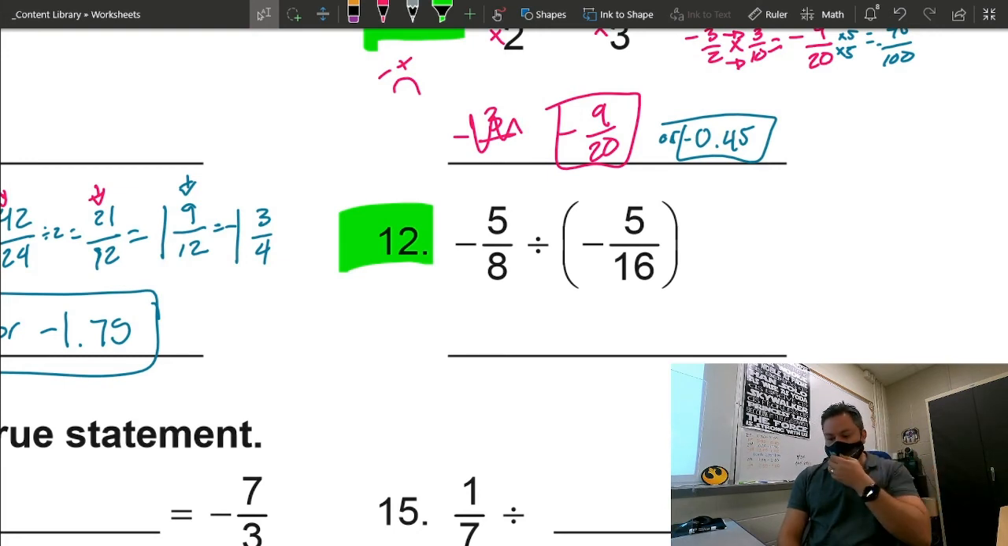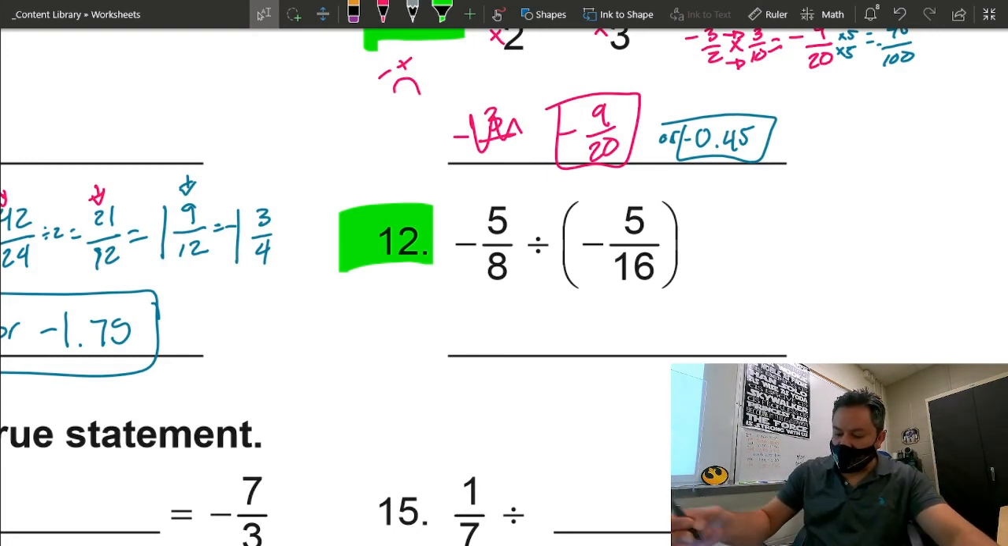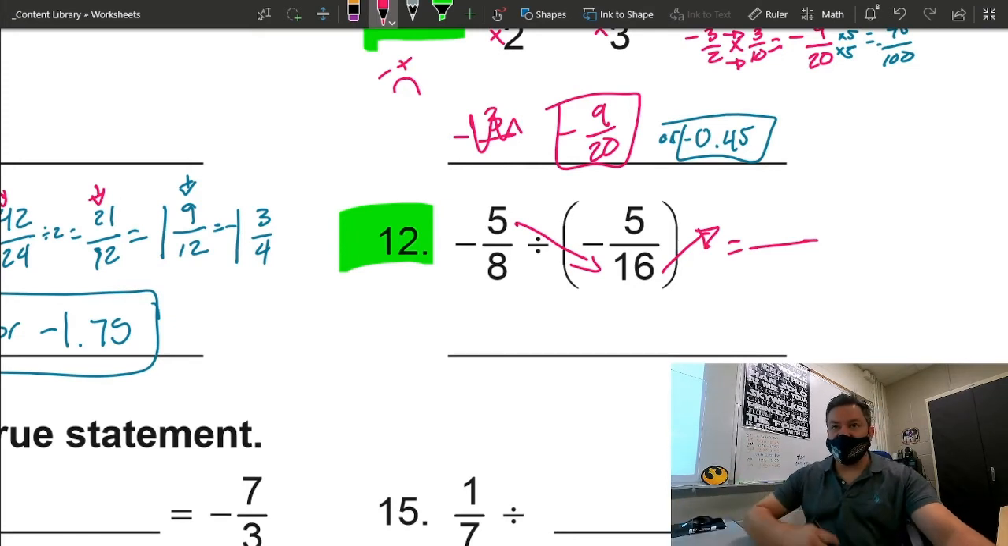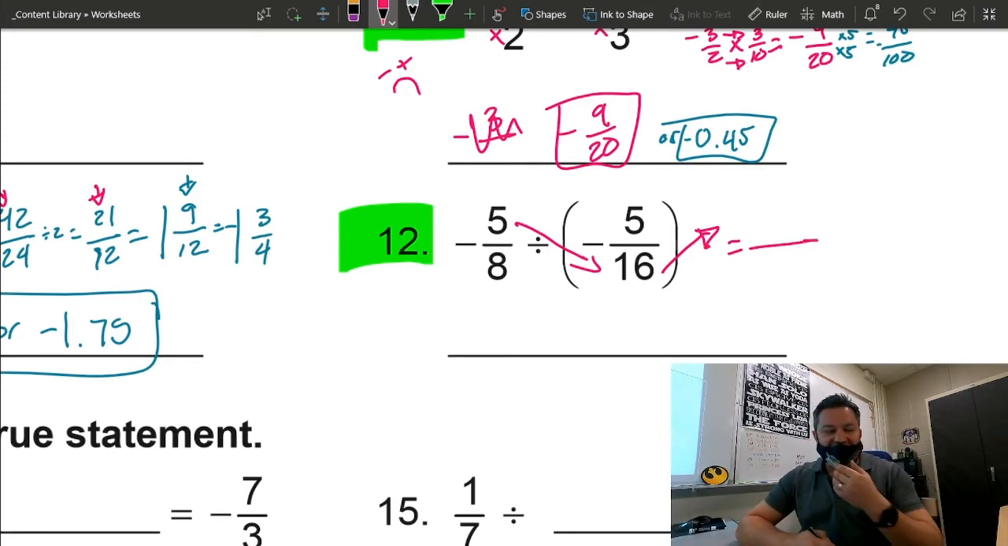Okay. So, faster. Both of them are negative, so my answer is going to be positive. These two, you put it on top. Or you can do keep, change. What's 5 times 16? 5 times 10 is 50. 5 times 6 is what? 30? So this is 80.